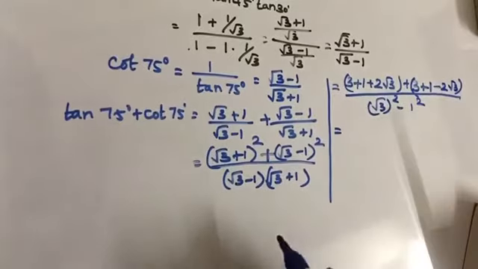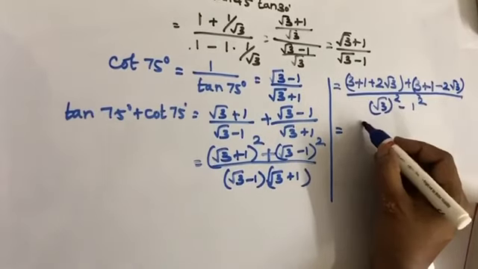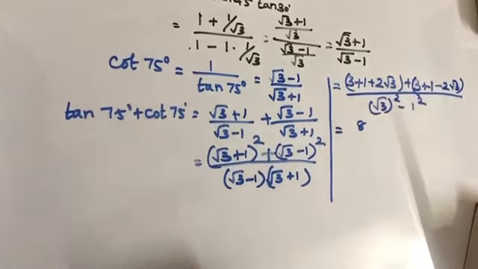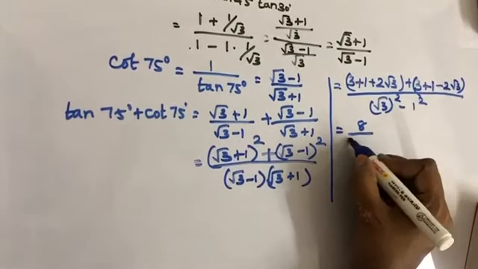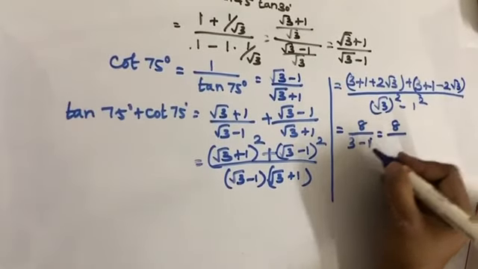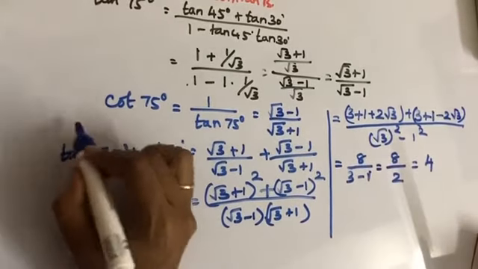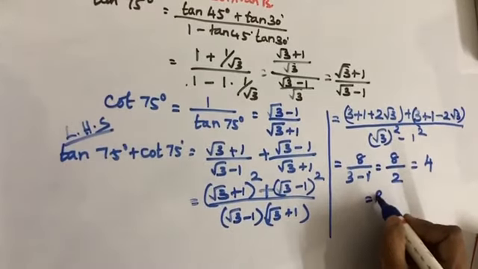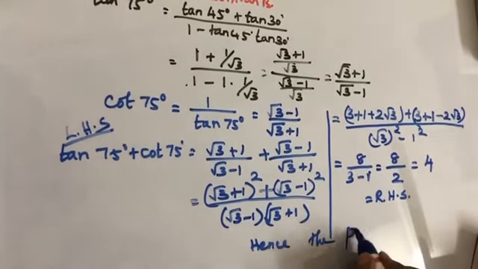Now look at the numerator. Here 3 plus 1 is 4, 3 plus 1 is 4, 4 plus 4 is 8. 2 root 3 minus 2 root 3 will get cancelled, divided by root 3 square, that is 3 minus 1. So 8 divided by 3 minus 1, which is 2. So 8 by 2, and that is equal to 4. So we started simplifying from the left hand side and we get 4, and that is our right hand side. So hence we have proved the given result.